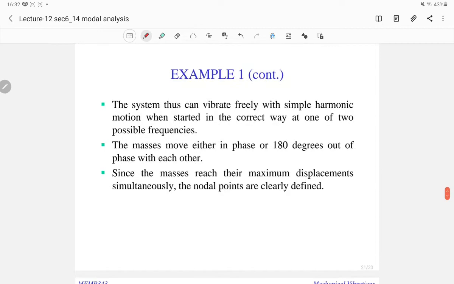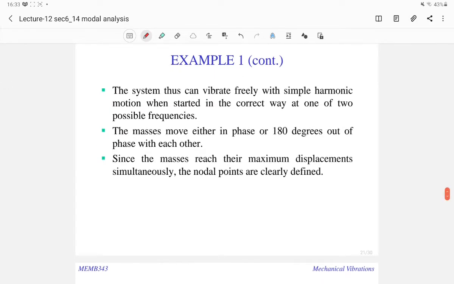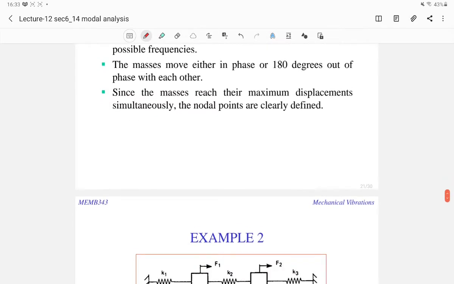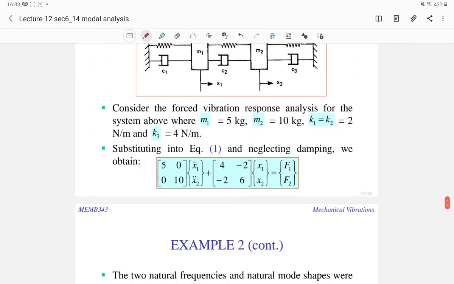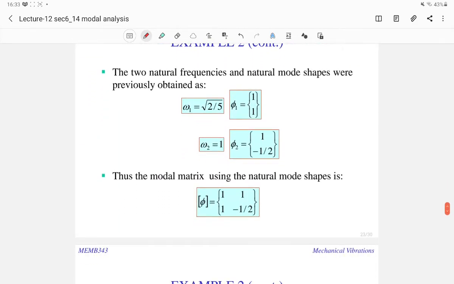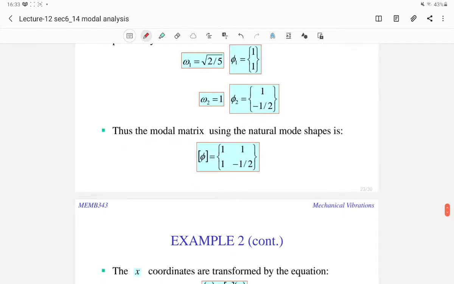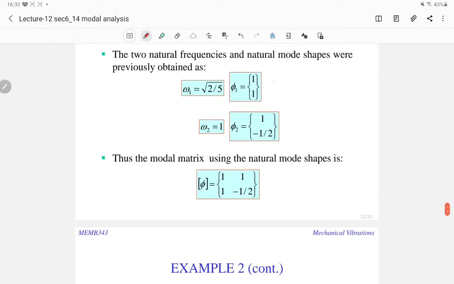From there, it means that the system can vibrate freely with simple harmonic motion. So the first part is just getting the mode shapes, so you have to use free vibration in that case. The second part is still the same system, but we want to do the modal analysis. We have found that the first mode shape is 1, 1, and the second mode shape is 1, negative 1 over 2.